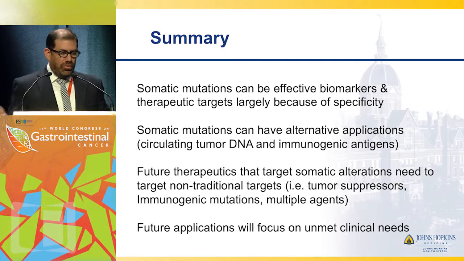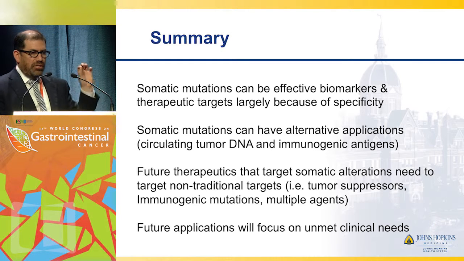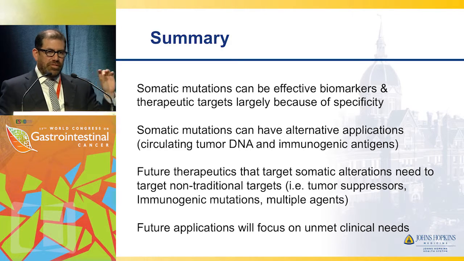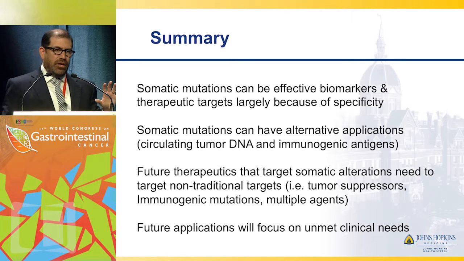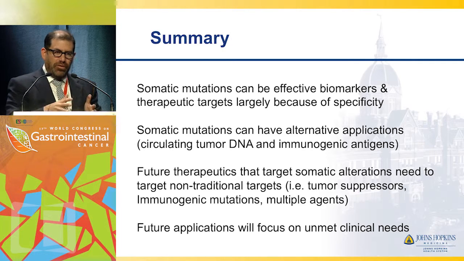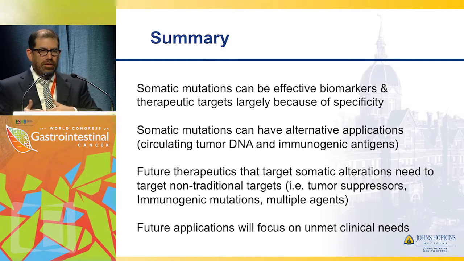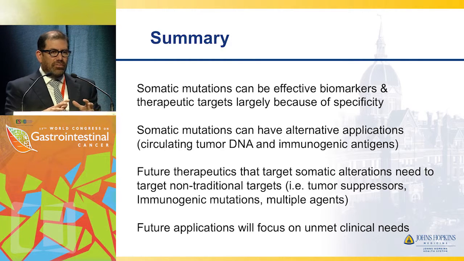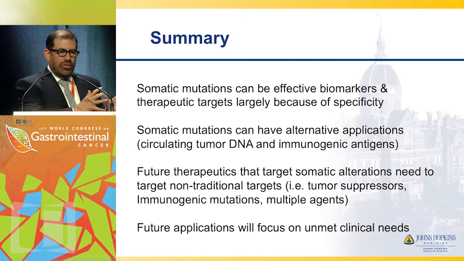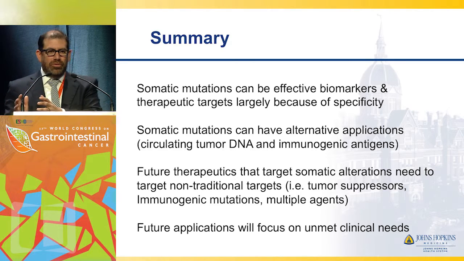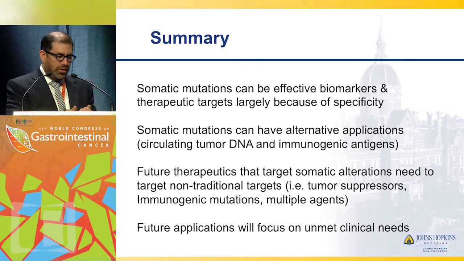So, summary for the whole talk: somatic mutations can be effective biomarkers or therapeutic targets because of specificity. I think that's a concept that has been around for many years, but it's quite evident with circulating tumor DNA and targeted therapy that this is its clear benefit. Somatic mutations can be used for alternative applications, not just for prognosis or as therapeutic targets, but as immunogens and as biomarkers, as I showed with the circulating tumor DNA.